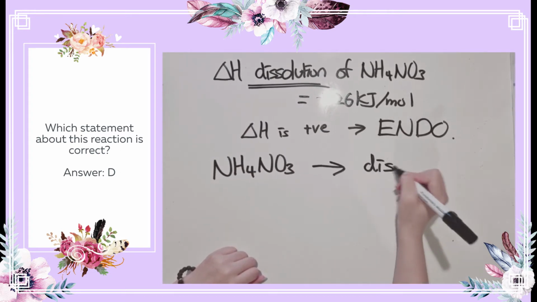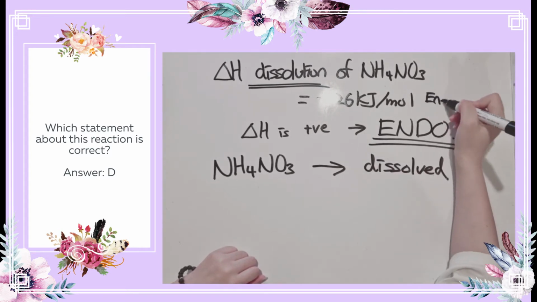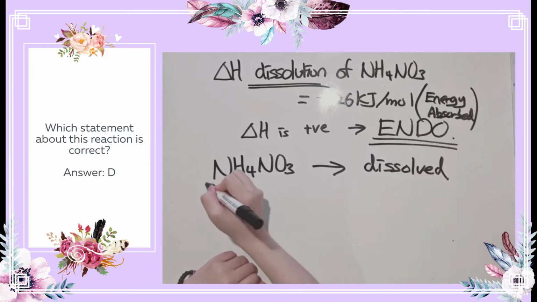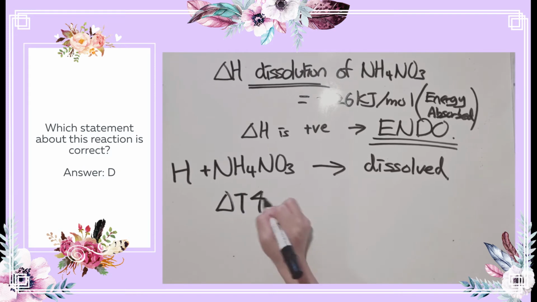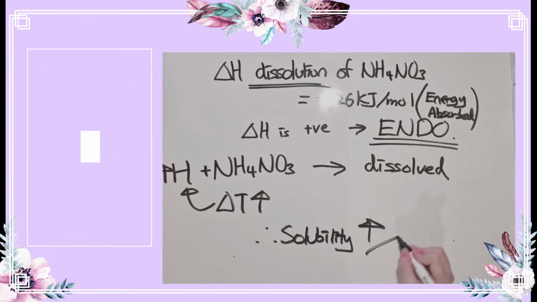Dissolution of ammonium nitrate means that ammonium nitrate is dissolved in a liquid. As this reaction is endothermic, energy is absorbed, so heat is required on the reactant side. And as the temperature increases, there's more available heat, producing more dissolved ammonium nitrate, resulting in an increase in solubility.